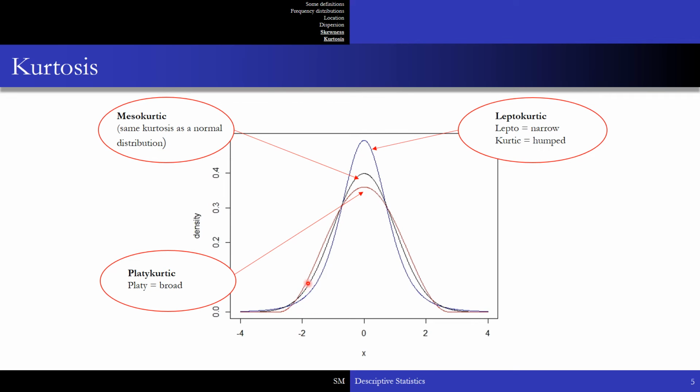The red distribution here is called platykurtic. Platy for broad. It's more spread out, as it were, than our reference mesokurtic distribution.